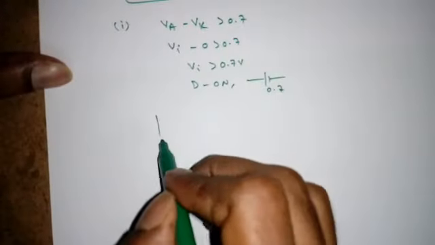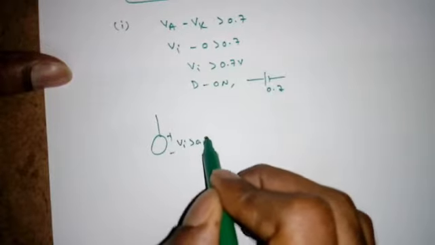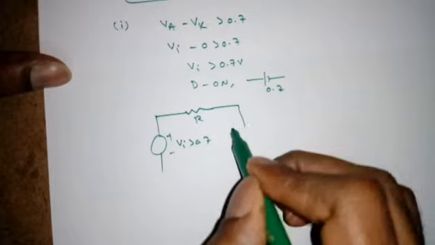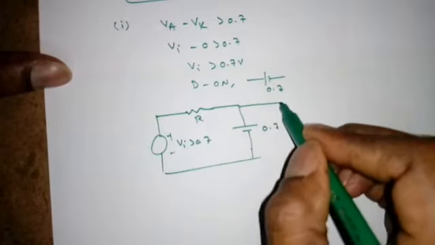Now that means when I am giving the positive half cycle and Vi should be greater than this 0.7, this is resistor R, so diode D will be replaced by a voltage source of 0.7.